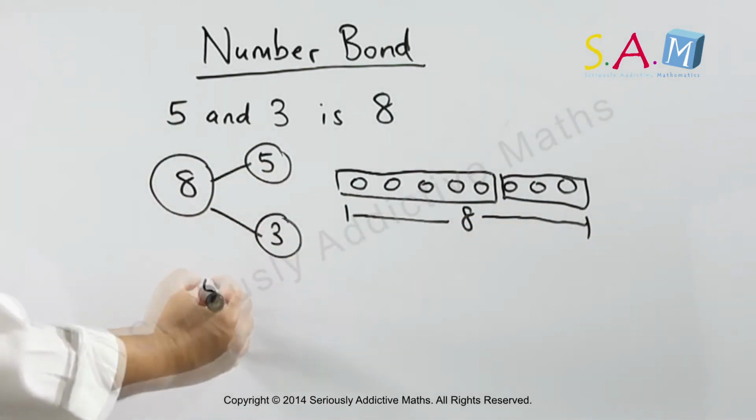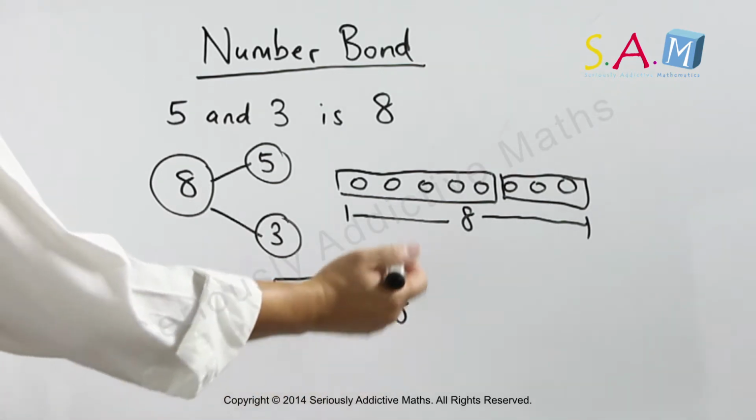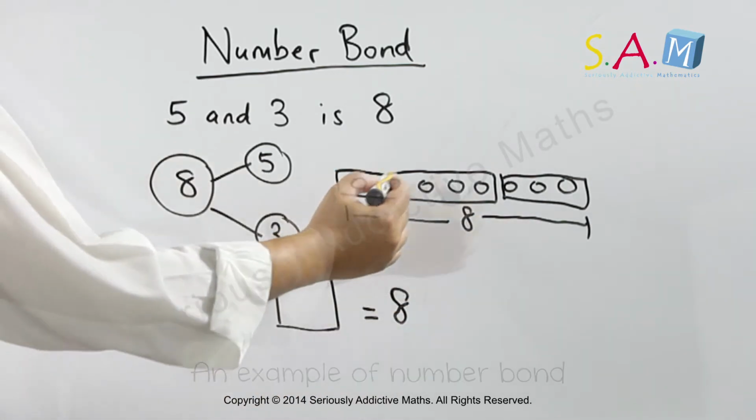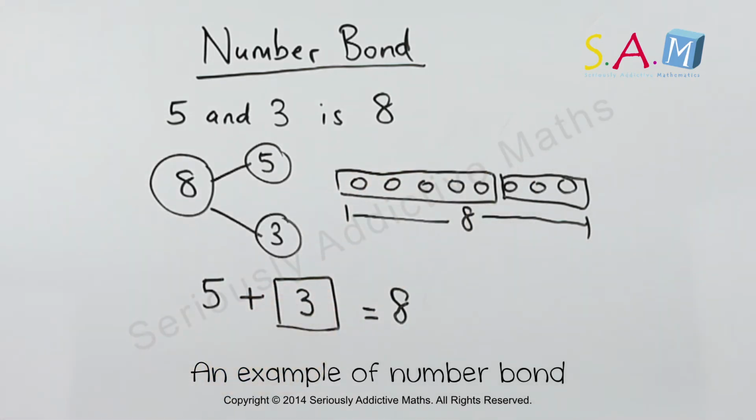An example, 5 plus a number equals 8. So you know the total to be 8, you take out 5, and you know that the missing number must be a 3. So 5 and 3 is 8.